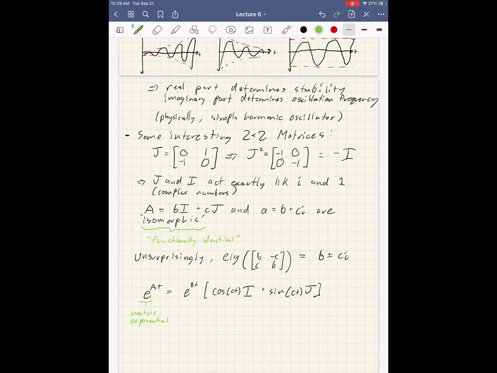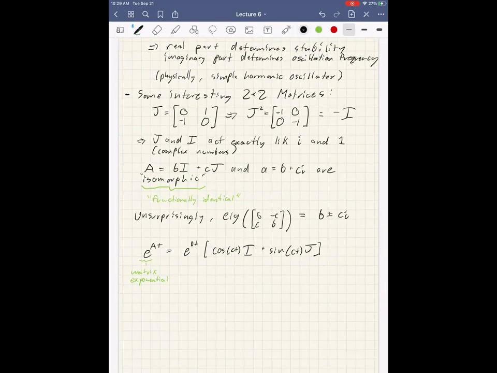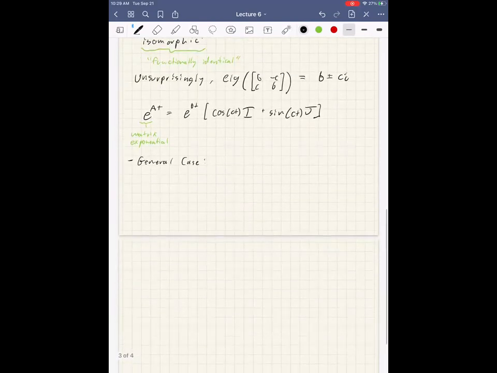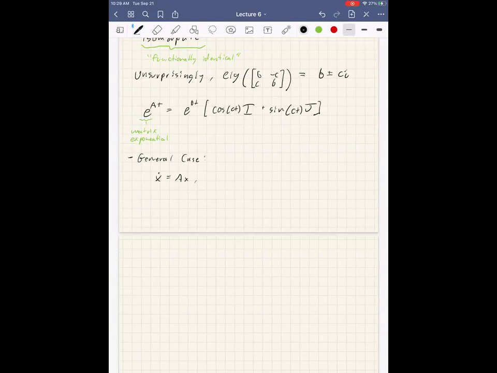So the more general story here is that I showed you that complex exponential thing by analogy. The general story is for any equation of the form x dot equals Ax, where x is a vector in R^n, so n dimensional, we have the same story where x of t equals e to the At x naught, just like the scalar case, but now this e to the At is a matrix exponential. And we have to define this somehow to compute it.